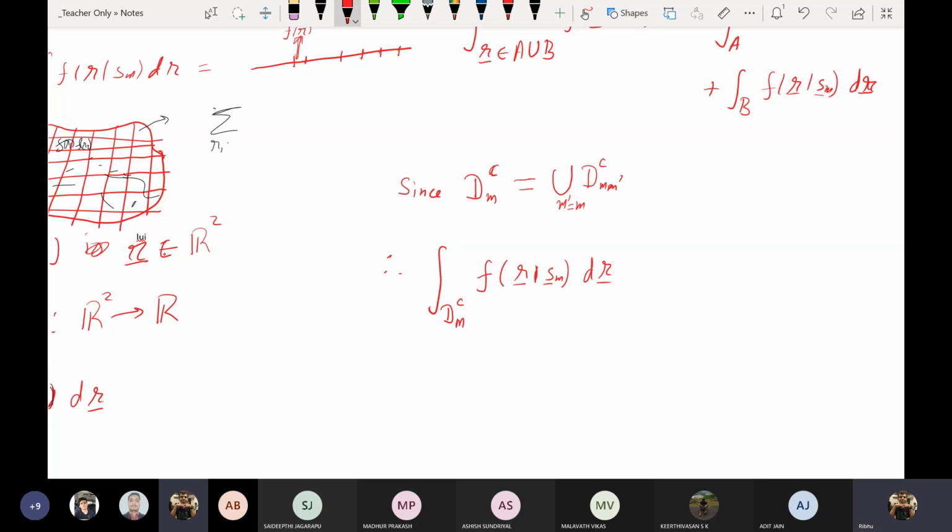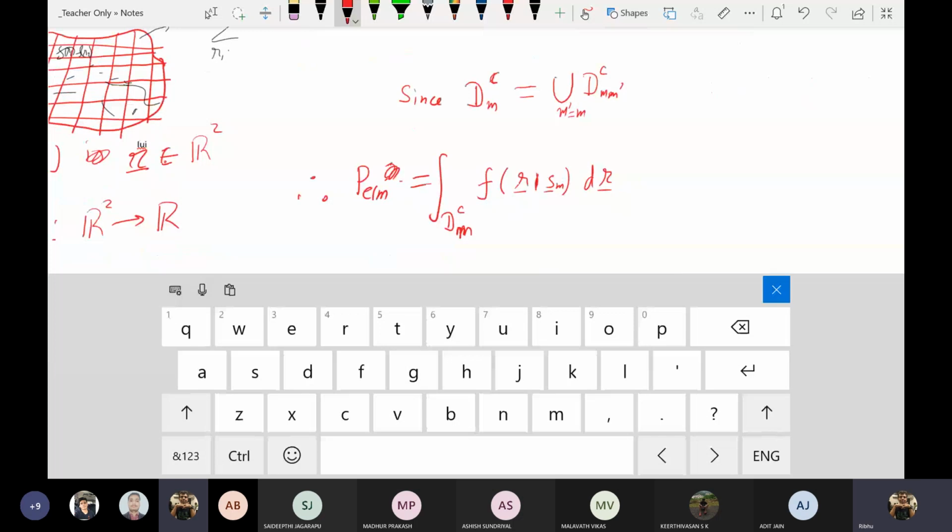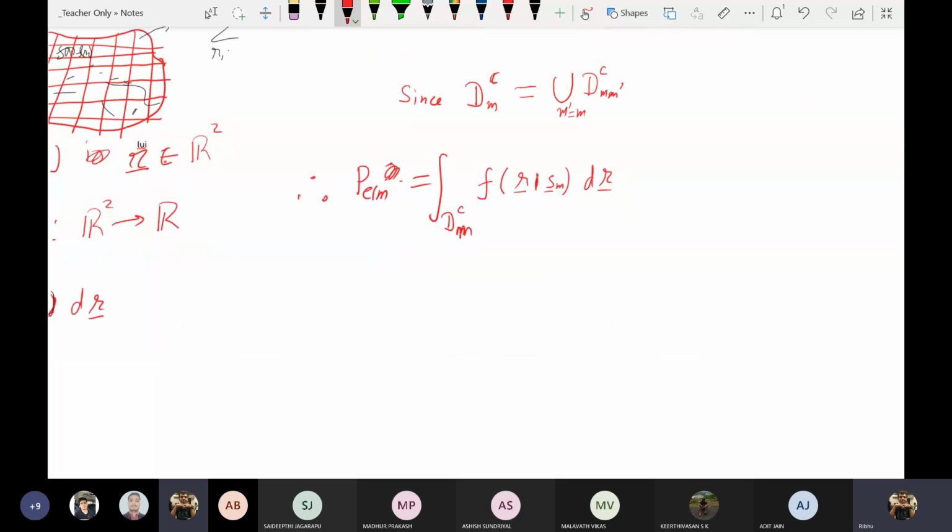This is the probability of error that you send S_M and it lands up in some other region, in the decision region of some other variable, which is D_M complement. So this I can write as the union over M' not equal to M of the terms D_M' complement.